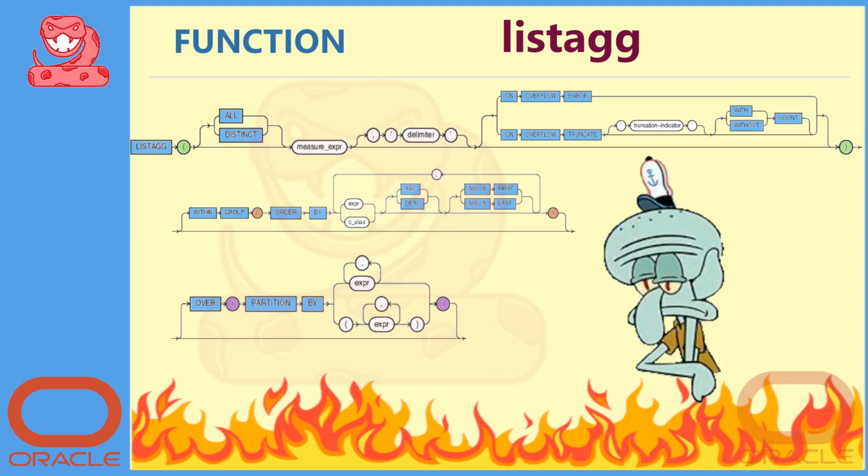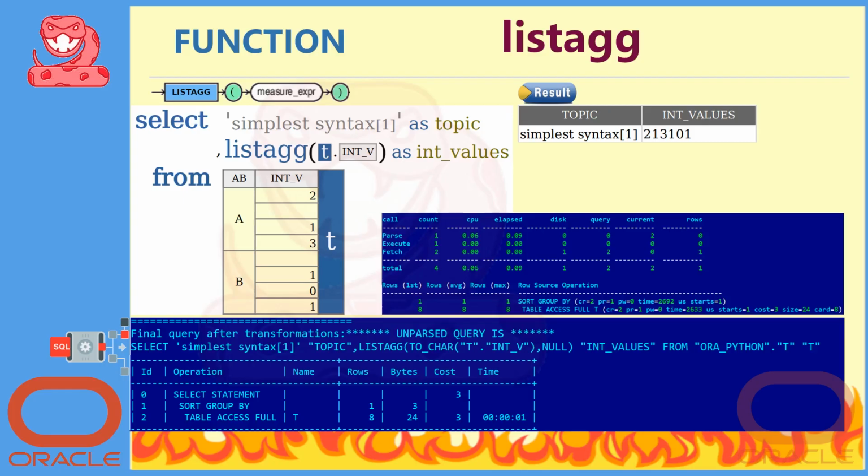Hello everyone! ListAgg is an Oracle SQL function used to aggregate data from multiple rows into a single string. Here are some examples to demonstrate how this construct works. Starting from Oracle version 19, ListAgg can be used without the within group clause.